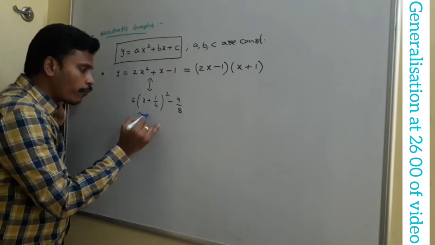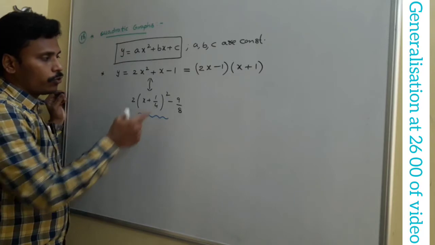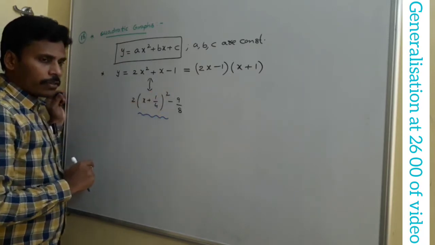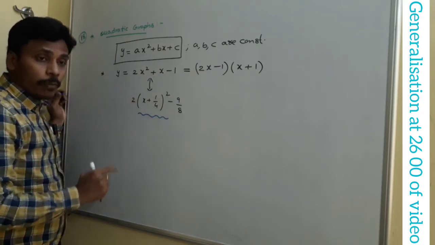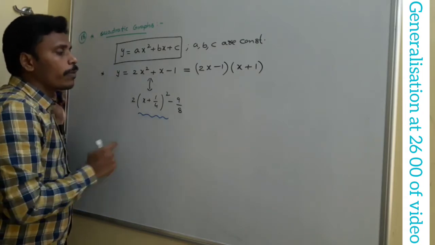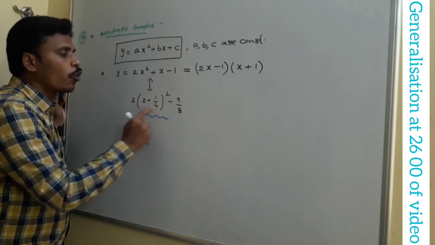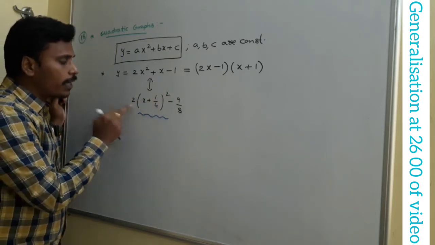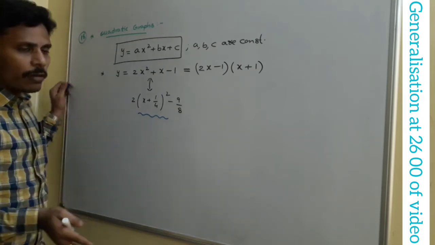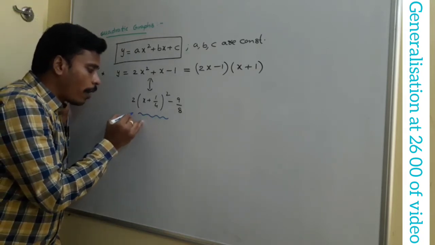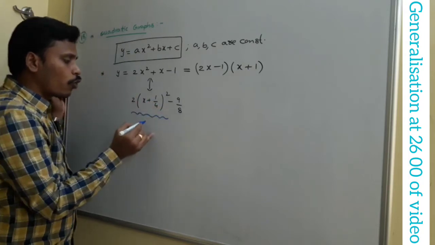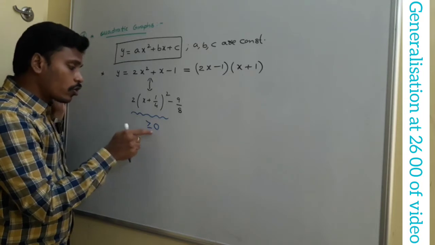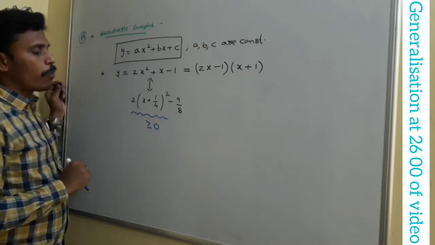x plus 1 by 4 whole square is always positive because the power 2 is there. Take any value in the place of x, this (x plus 1 by 4) whole square is always positive. And since you are multiplying with 2, the result is still positive. This value of 2 into (x plus 1 by 4) whole square is always greater than or equal to 0. 0 is also possible if x equals minus 1 by 4.